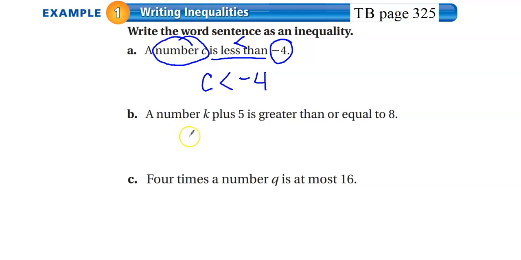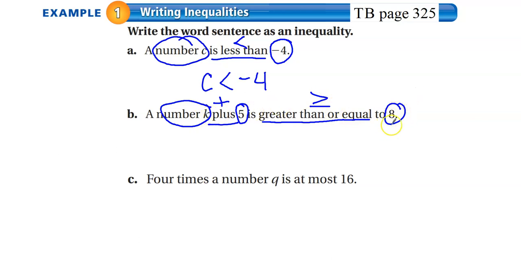And then for B, I'm going to circle a number K. There's a +5, and there's an 8. I'm going to underline plus means addition. I'm going to underline greater than or equal to, and that's my greater than or equal to symbol. With all my notes up here, it makes it really easy to translate the words into the inequality: K plus 5 is greater than or equal to 8.